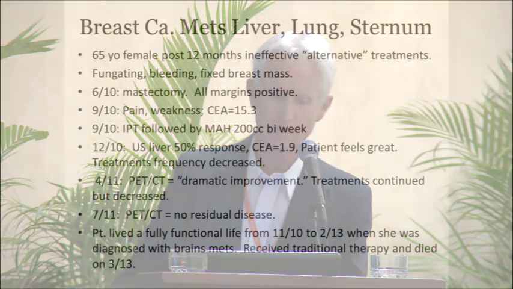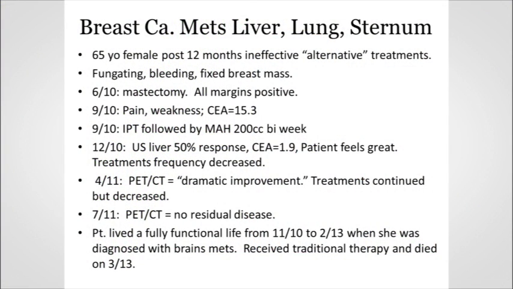Okay, so a 65-year-old female, post 12 months of ineffective alternative treatments. I don't know what she was getting. Fungating, bleeding, fixed breast mass. It was nasty looking. She had a mastectomy on 6/10. All the margins were positive. And 9/10, she had pain and weakness. The CEA was 15. We started her on IPT.